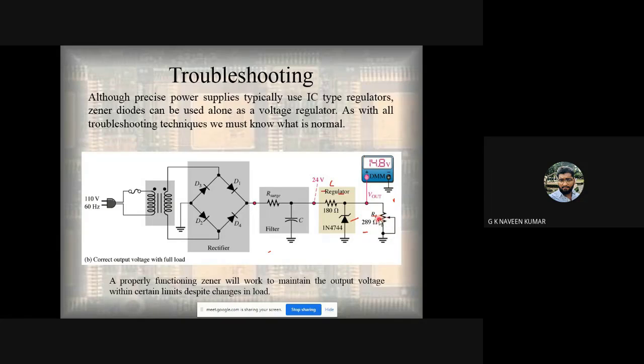Whatever the change in load, this will ensure that the regulated output voltage stays around 15 volts. This shaded region, along with the 180 ohm resistor, is called the regulator circuit, and this is a filter circuit with a surge resistor in series in order to have a drop across the surge resistor. This is one of the most important applications of the Zener diode.